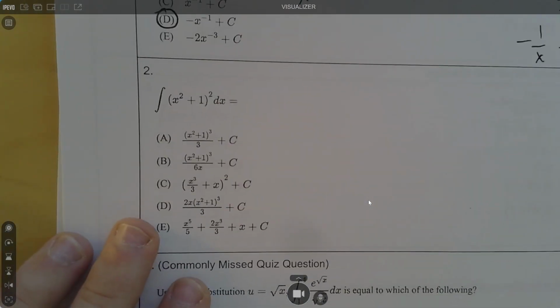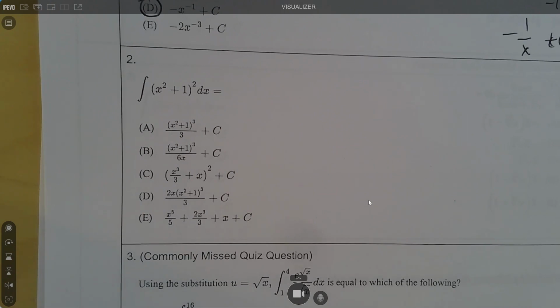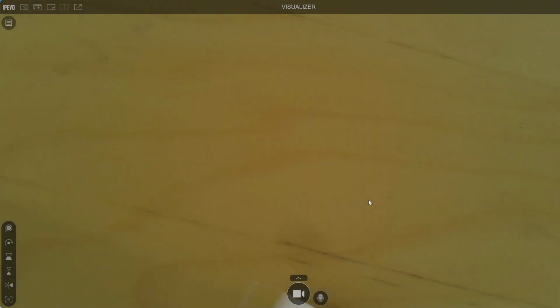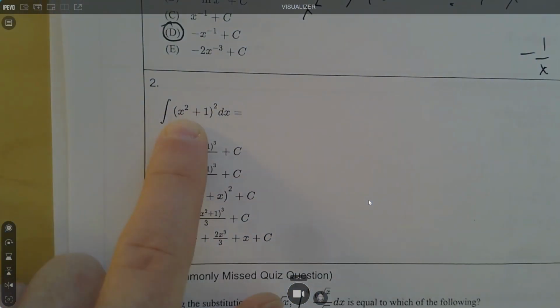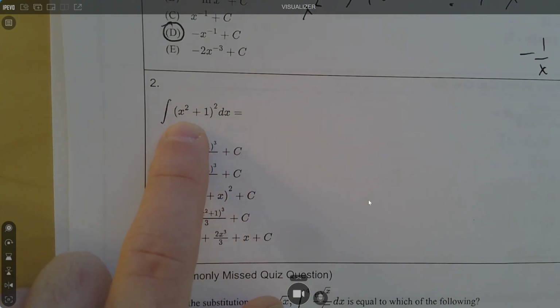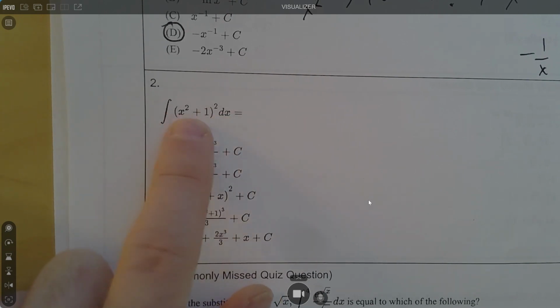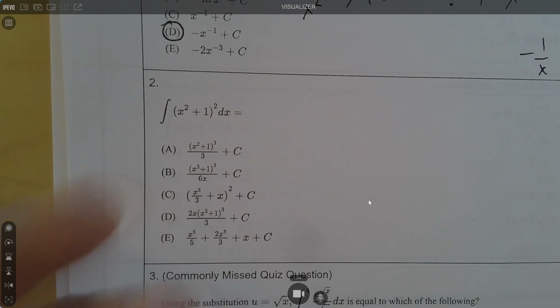Okay, 2. So we have the integral of x squared plus 1 quantity squared. If we think about our flow chart or our options here, you have integration rules. Well, I don't know the integral of that, and so then I'm between simplify or u sub. The thing about u sub here is I don't see the derivative of this being multiplied. I don't see a 2x over here or anything. So I can't use u sub for that reason. If I can take the derivative of this and it cancels the remaining x's out, you're good. But actually, if you take the derivative of this, you're going to be left over with an x. So you're going to want to simplify this one.